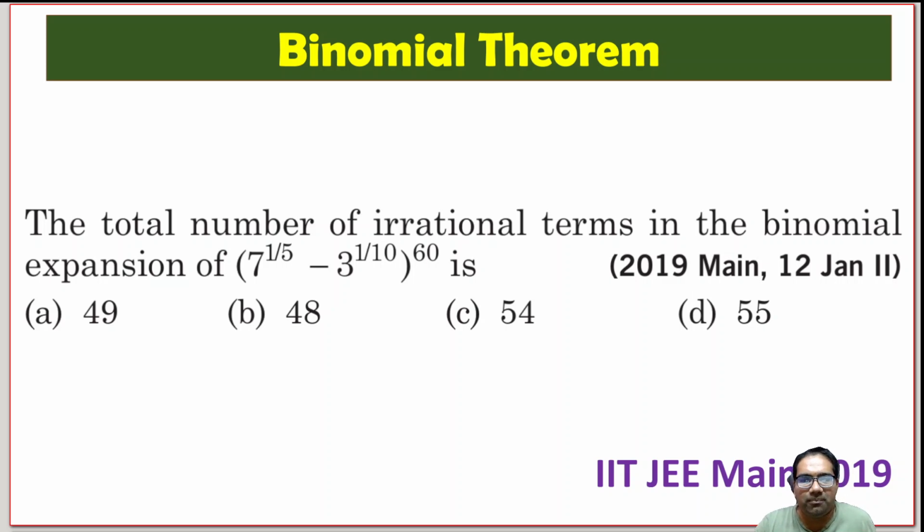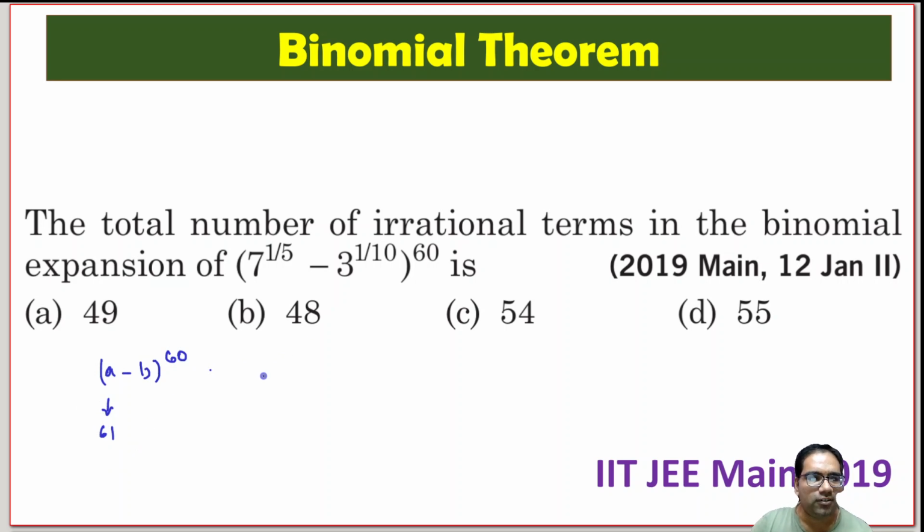We need to find the number of irrational terms in this binomial expansion: (7^(1/5) − 3^(1/10))^60. This is in the form (a − b)^60. So how many terms will there be in this? Obviously, there will be 61 terms.